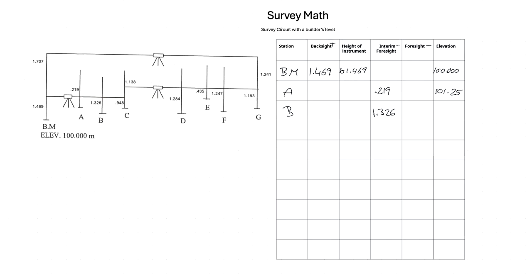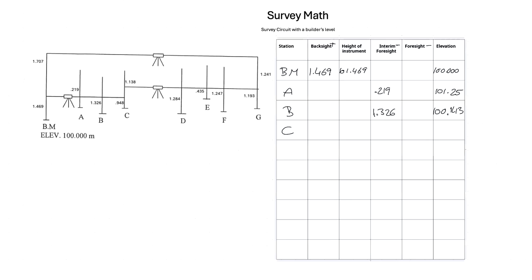So height of instrument, 101.469 minus our reading, 1.326, gets us 100.143. Wonderful. Now we can look forward to C.